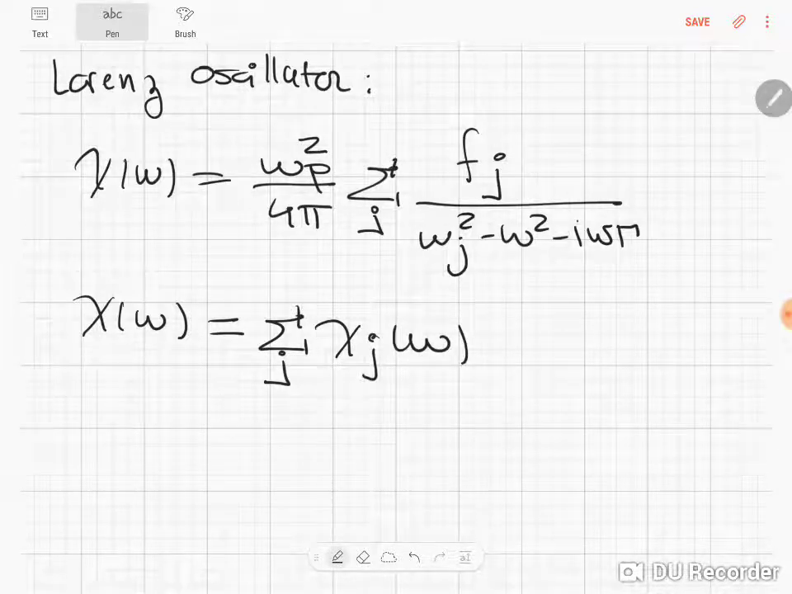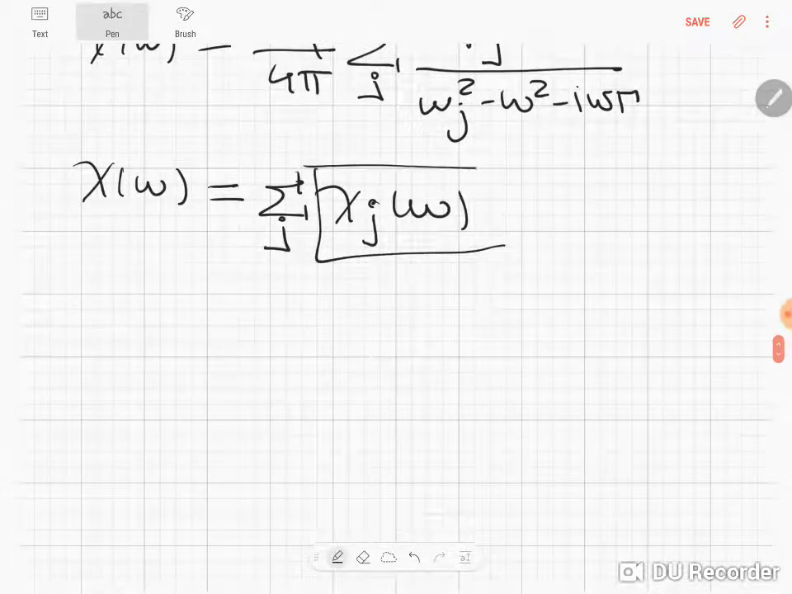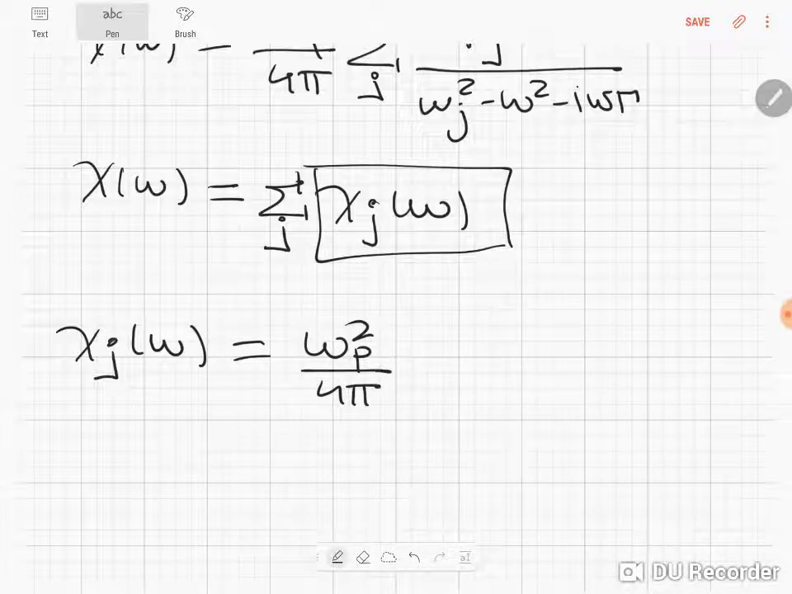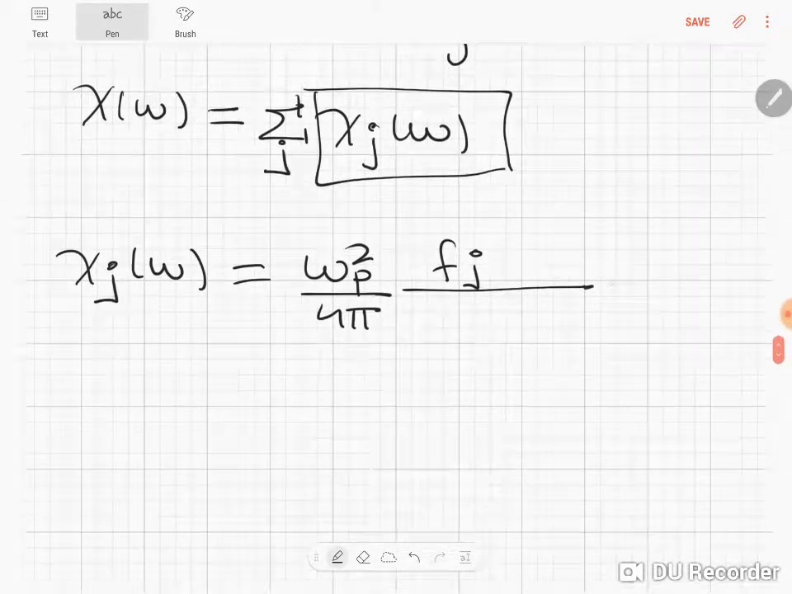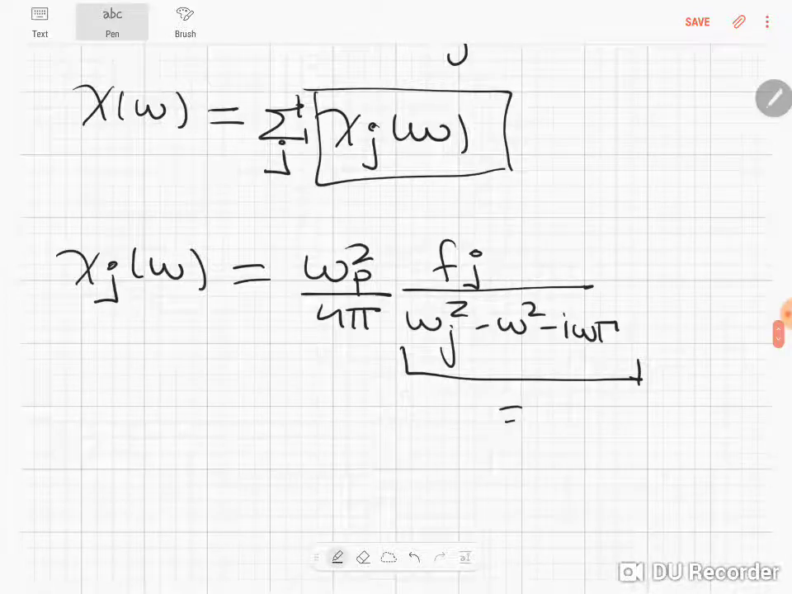Okay, and then we will treat chi sub j of omega individually. Chi sub j of omega will then be equal to omega sub p squared divided by 4 pi times some oscillator strength f sub j, which I believe I put upstairs. Yes, I did. Divided by omega j squared minus omega squared minus i omega gamma. And then the poles are obtained by making this quantity equal to 0.